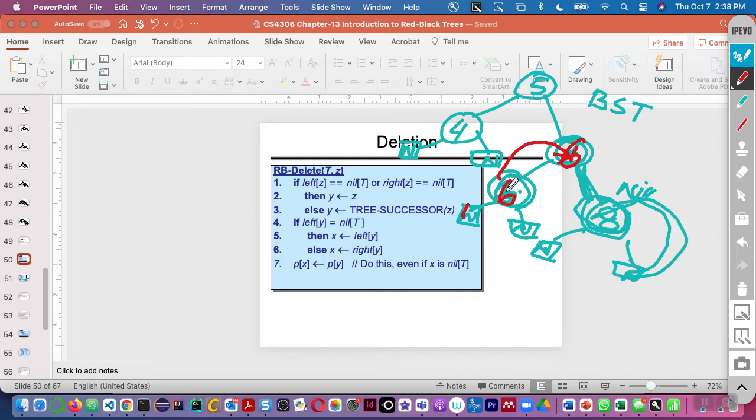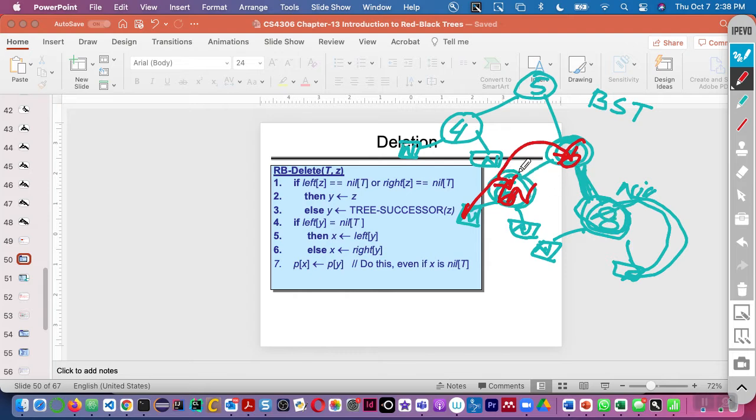A BST cannot have two same values. Then this one will be replaced by nil. So ultimately that value is gone. Okay, that 7 has gone, right? This is called left predecessor, and another is called right. There is another way, it is called right successor.